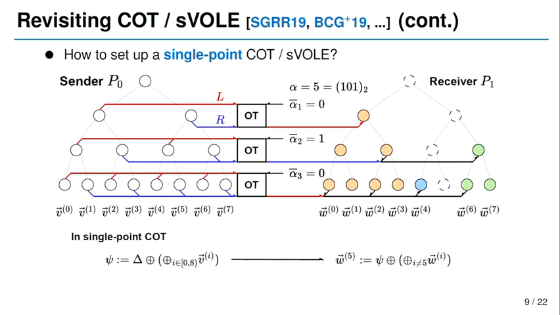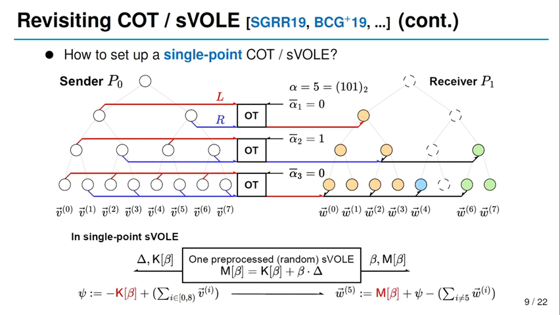in the single-point COT, the sender needs to send one additional message. And in the single-point SVLE, the two parties require one pseudo-random SVLE, which picks the global key delta for the sender, and the sender still needs to send one additional message.